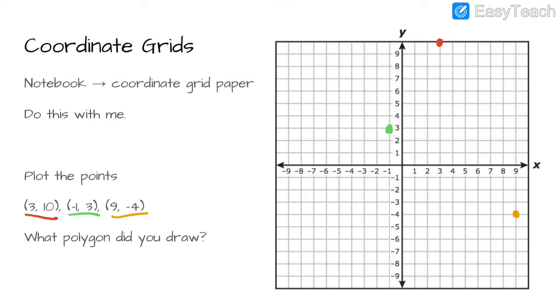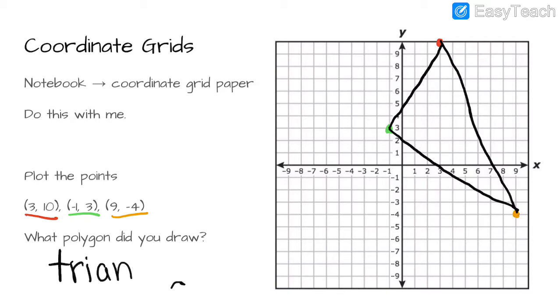Okay, we've got all of our points. Hopefully you can figure out what kind of shape this is. Go ahead and connect as best you can. We're not artists, we're just doing math. Okay, so hopefully you see that this is a triangle. So please write that on the section of which polygon did you draw. And when you're done with this one, we're going to go to the next one.